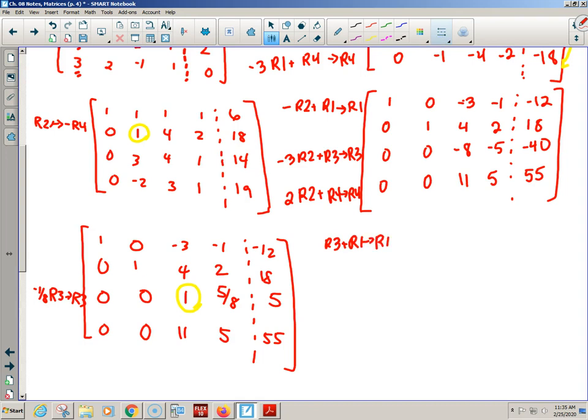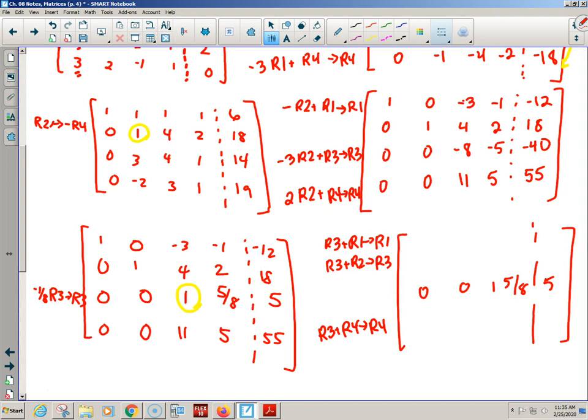We'll think about the eliminations in just a second. We're using row 3. But we need it to cancel out, right? This guy's going to stay the same. The 0, 0, 1, 5/8, and 5. All right, hold on. I need it to cancel. I need a negative 3 to cancel. Okay, times 3. I need a 4 to cancel. Okay, negative 4. I need an 11 to cancel. Okay, negative 11. Okay, cool.